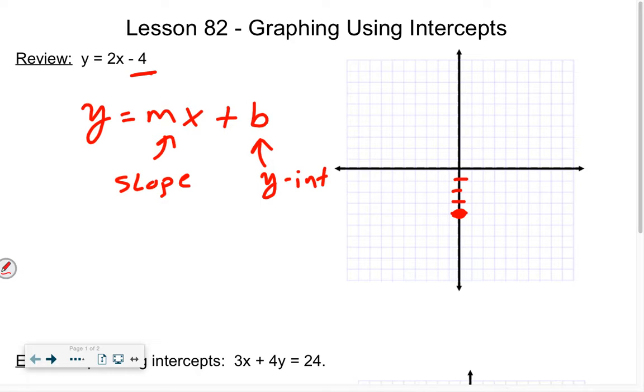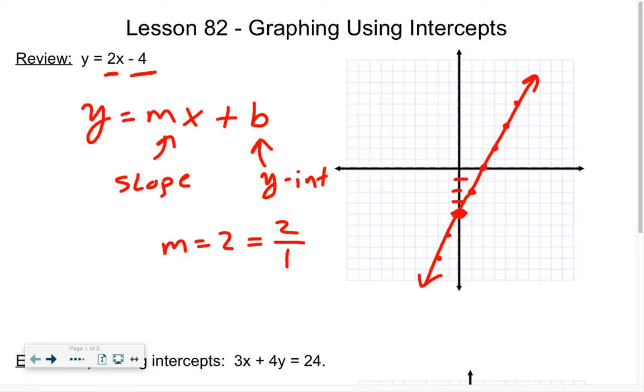And then off of that, we're going to graph our slope. Slope in this case happens to be the 2. Recall, slope can be written as a fraction so that we can identify our rise over run. So 2 is the same thing as 2 over 1. We like to see that because 2 is our rise and 1 is now our run. So we're going to go up 2, right 1, up 2, right 1, and continue that pattern. If we wanted to, we could continue that pattern to the left, down 2, left 1. Draw the line through the points, and there's graphing our line using slope-intercept form.